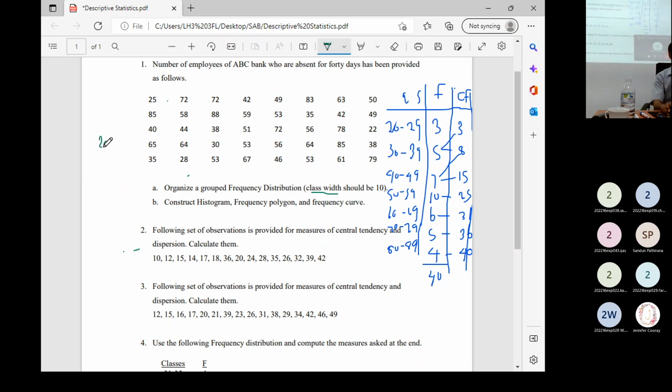Example: 20-29, 30-39. They are closed. I write 40 or above. 40 or above, this is an open class.